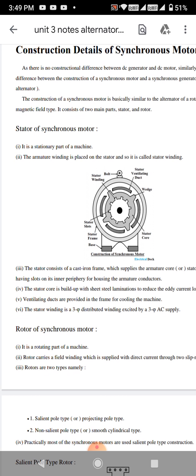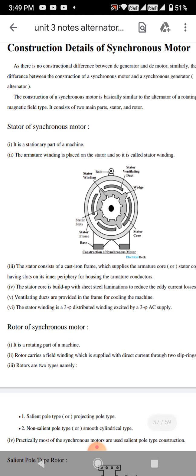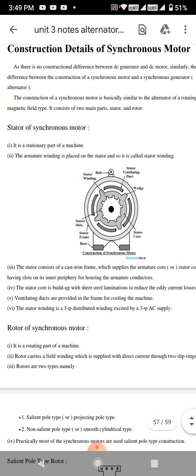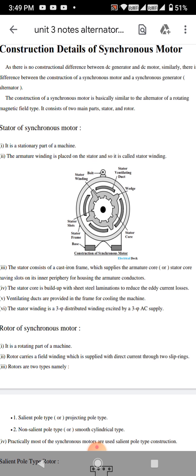Stator of a synchronous motor. It is a stationary part of the machine. The armature winding is placed on the stator, and so it is called the stator winding. The stator consists of a cast iron frame which supports the armature core or stator core, having slots on its inner periphery for housing the armature conductors. The stator core is built up with sheet steel laminations to reduce the eddy current losses. Ventilating ducts are provided in the frame for cooling the machine.